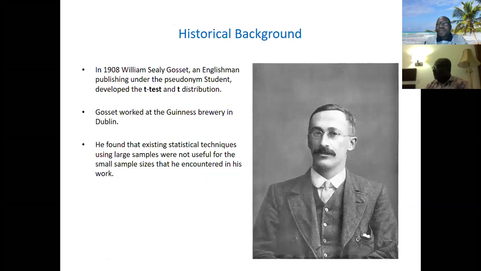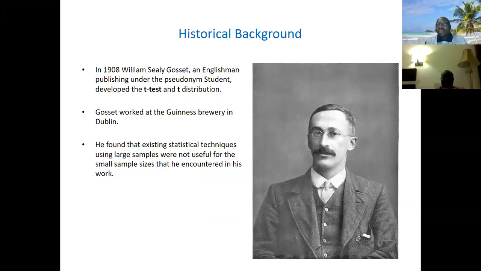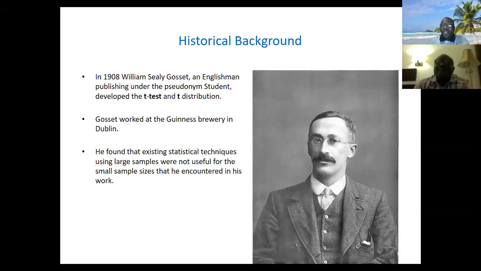Historical background. In 1908, William Sealy Gosset, an Englishman publishing under the pseudonym Student, developed the t-test and t-distribution. So he was publishing his paper.